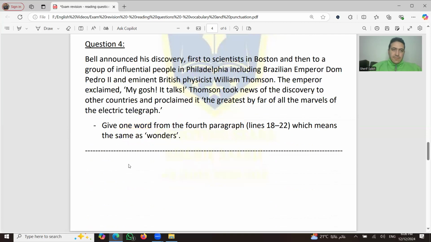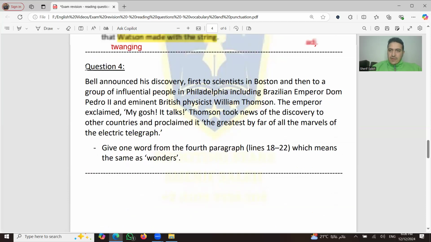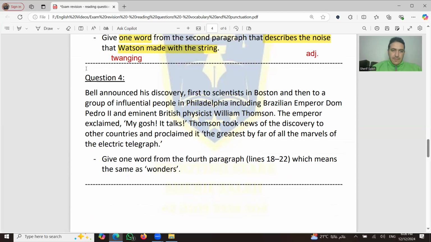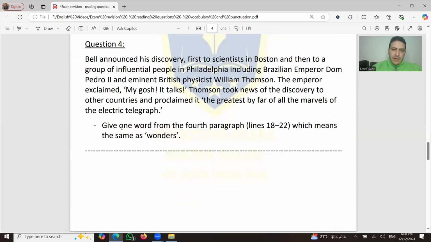Question 4 is, and I believe this is the last question in today's episode. Question 4. Again, give one word from the fourth paragraph. So now we should be aware that we should look at the correct paragraph or the correct range of lines. We need to give one word which means the same as wonders.